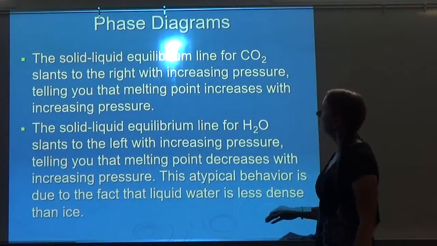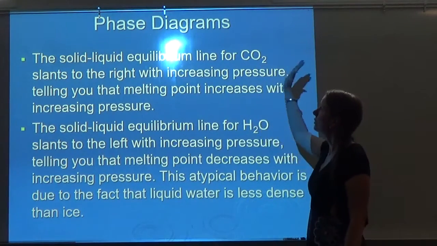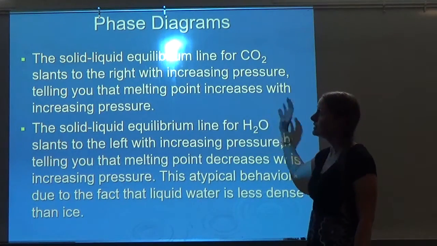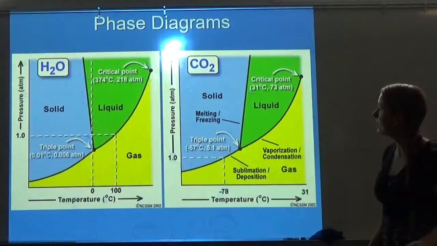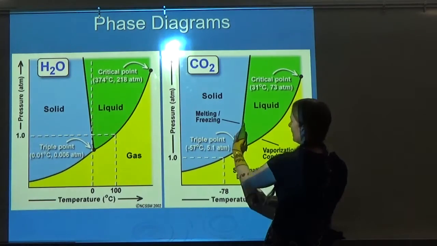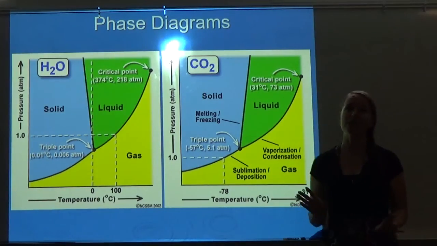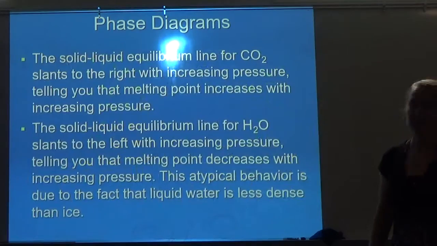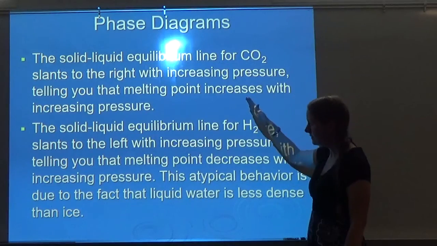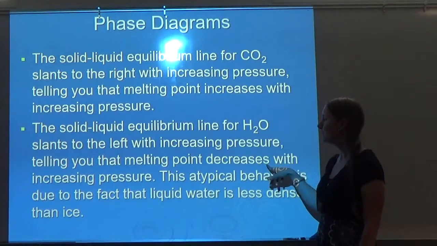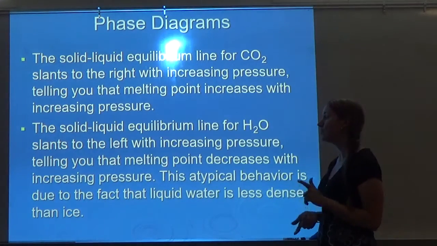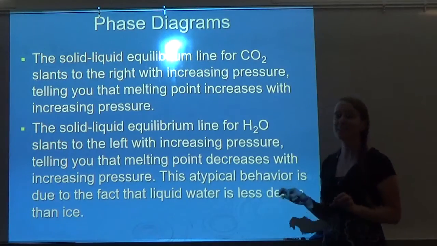So the solid-liquid equilibrium line for CO2 slants to the right with increasing pressure, telling you that the melting point increases with increasing pressure. So I'm going to click back real quick. So I can see that as my pressure increases, my melting point is increasing. Now again, it's not a large increase, but it is a small increase. However, the solid-liquid equilibrium line for H2O slants to the left with increasing pressure, telling you that melting point actually decreases with increasing pressure. This atypical behavior is due to the fact that liquid water is less dense than ice.